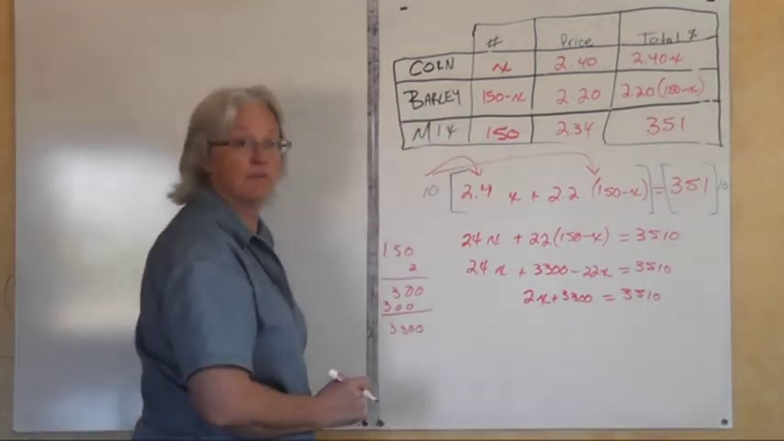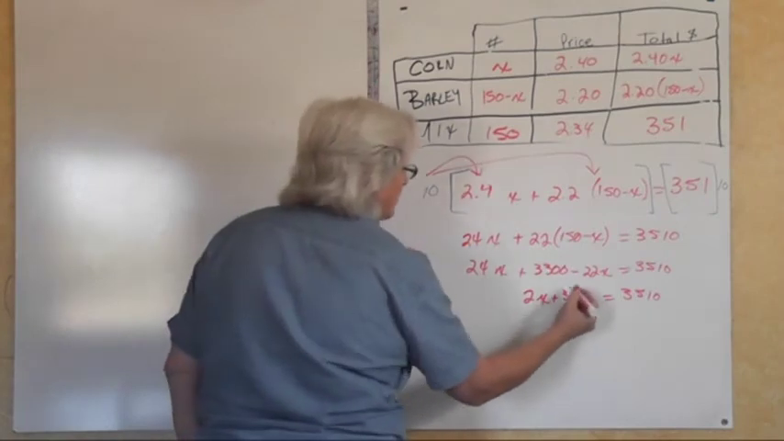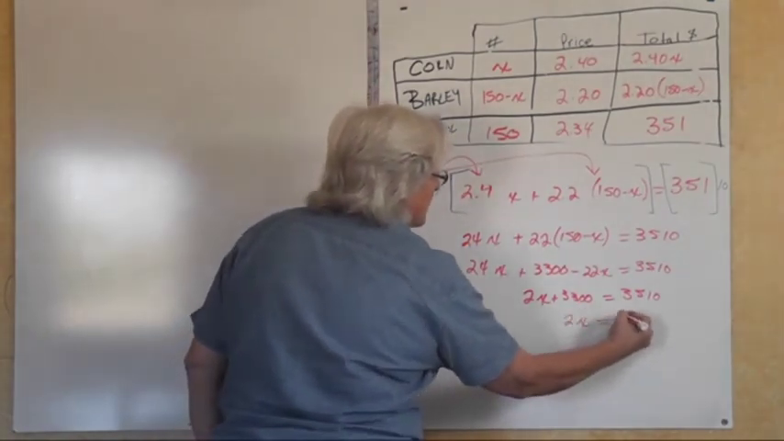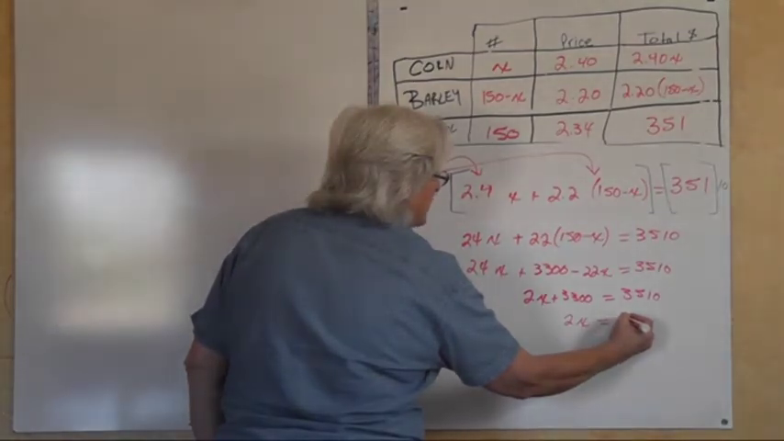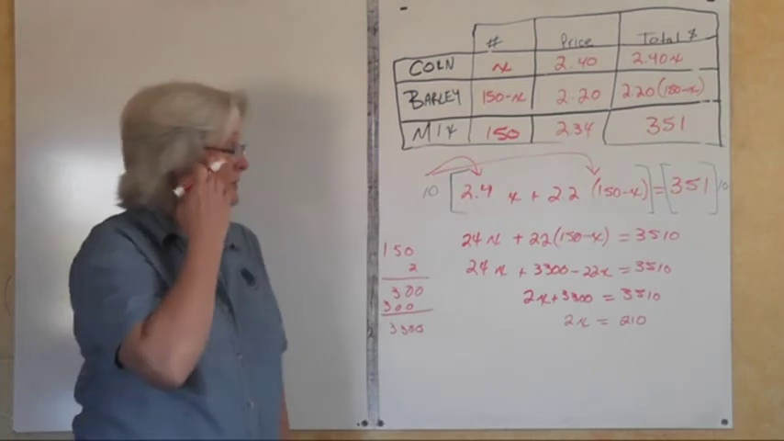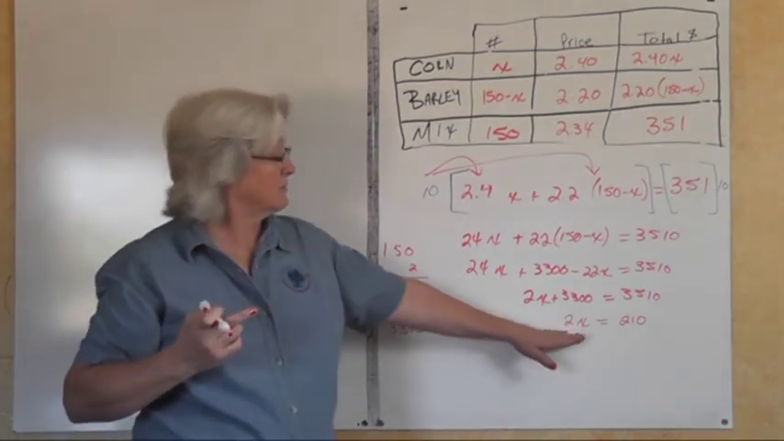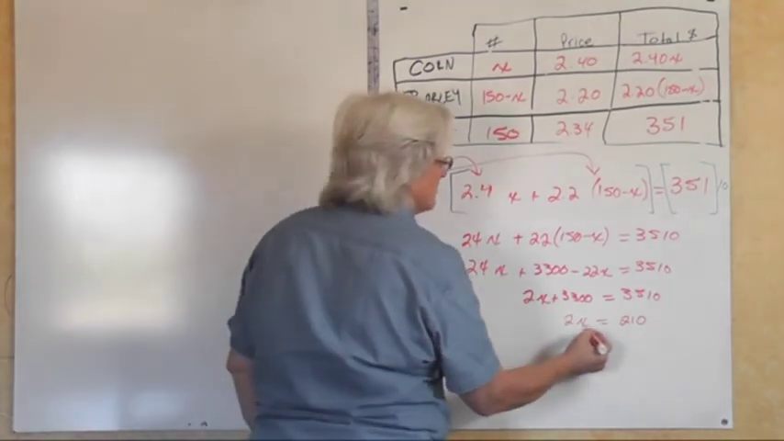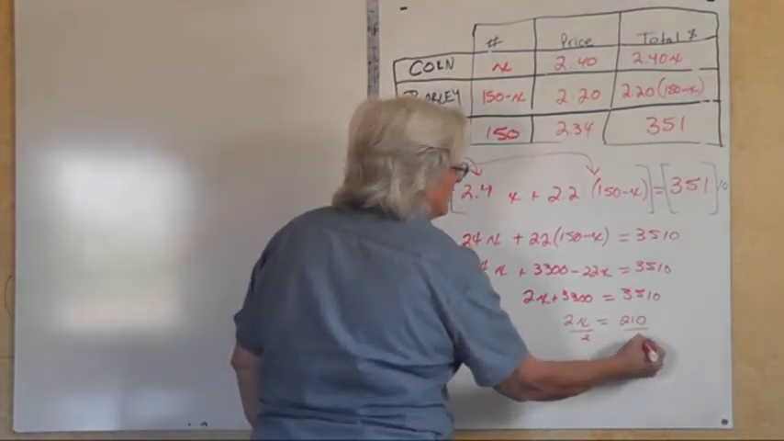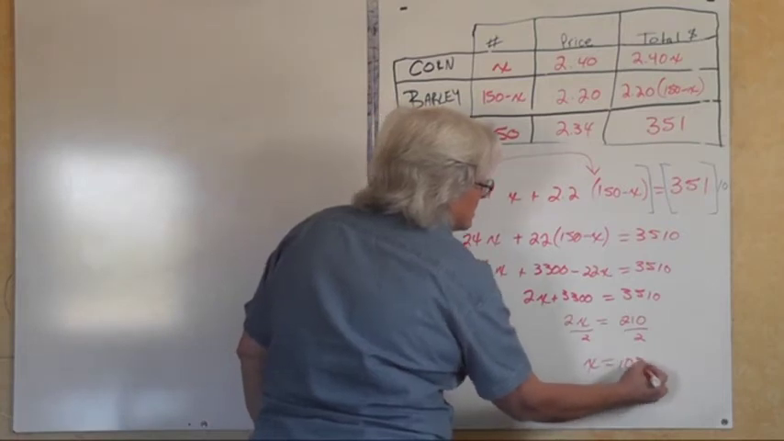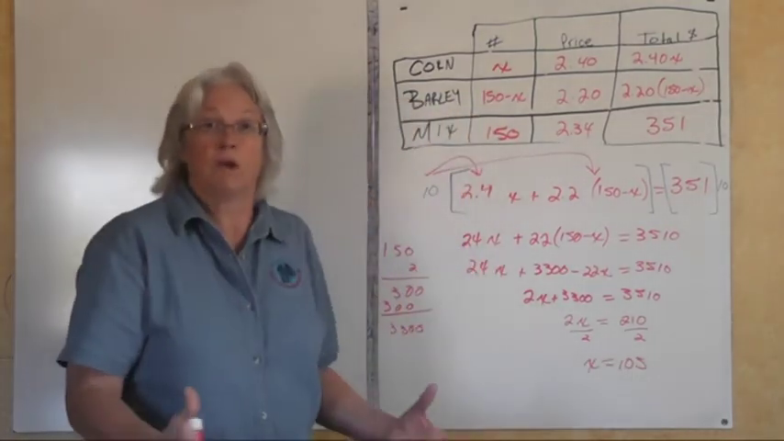Need to isolate the variable. You subtract 3,300 from both sides, which I'm not going to write. I'm going to have 210. Now, I don't care about 2x, so I need to divide both sides of this equation by 2. X is equal to 105. 105 what?